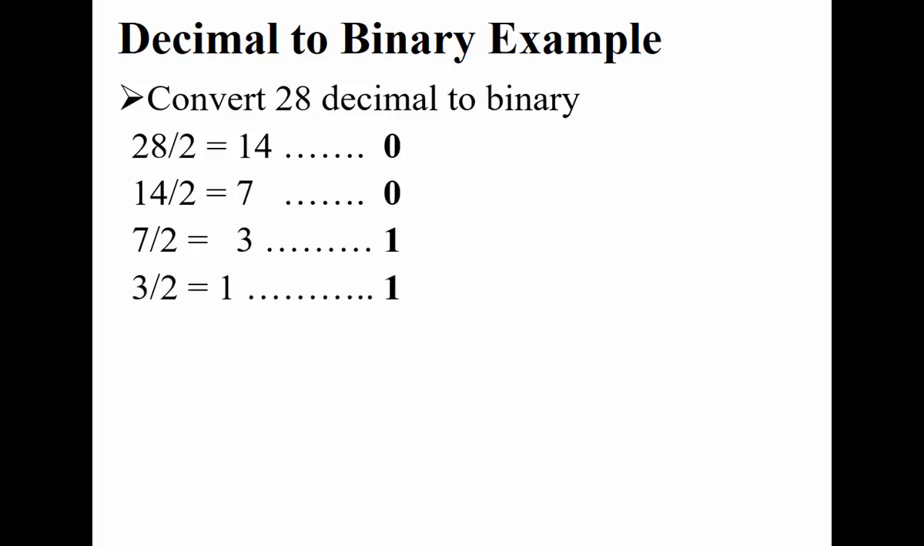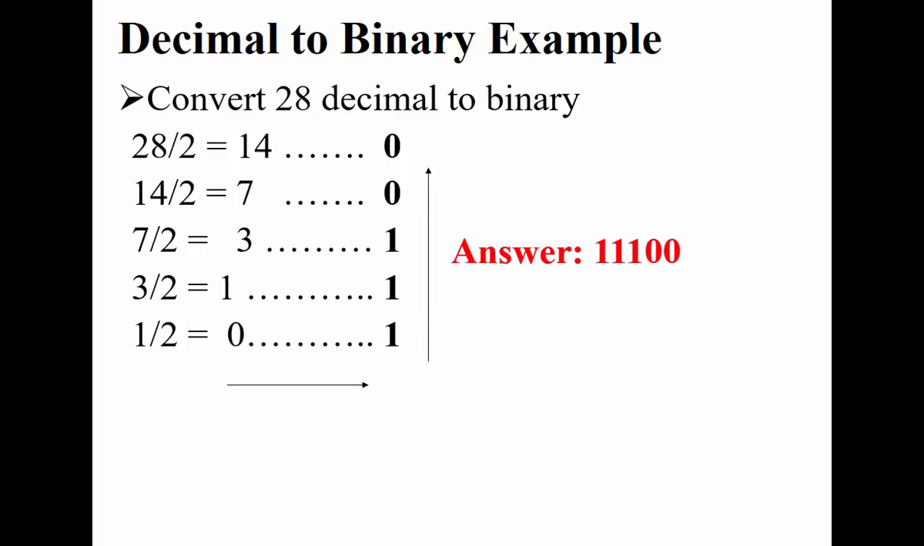Then use 3 again. 3 divided by 2 is 1 and the remainder is 1. Keep the remainder. Take 1. 1 divided by 2 is 0 and the remainder is 1. Now you finish because you reach 0. Now you go backward and read the number. It's 1, 1, 1, 0, 0. This is the representation for 28. This is how we get the number.